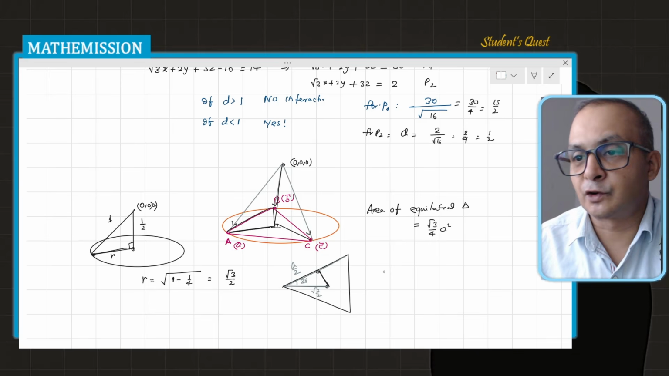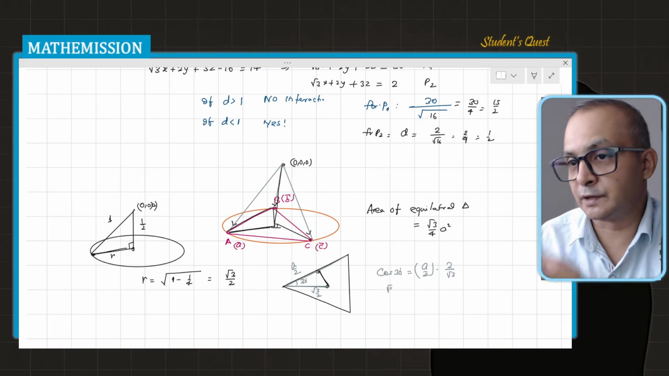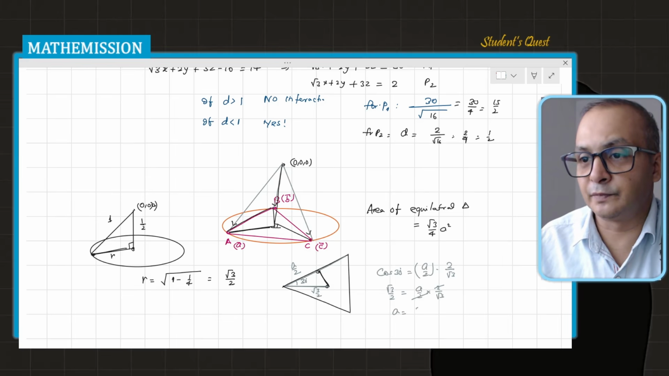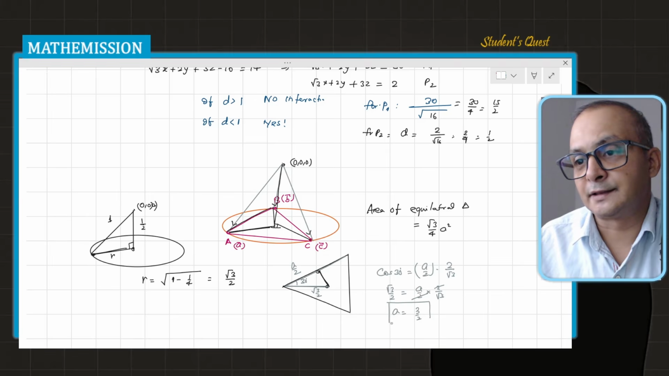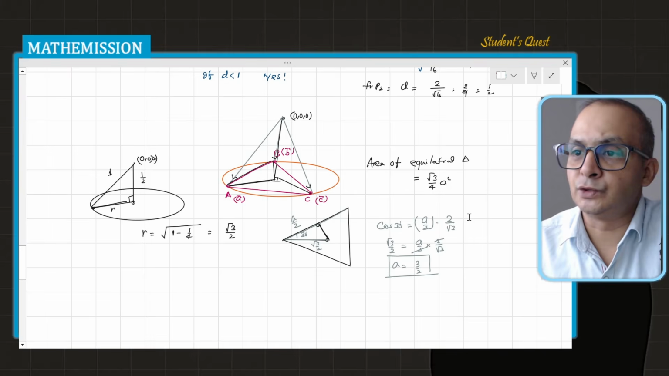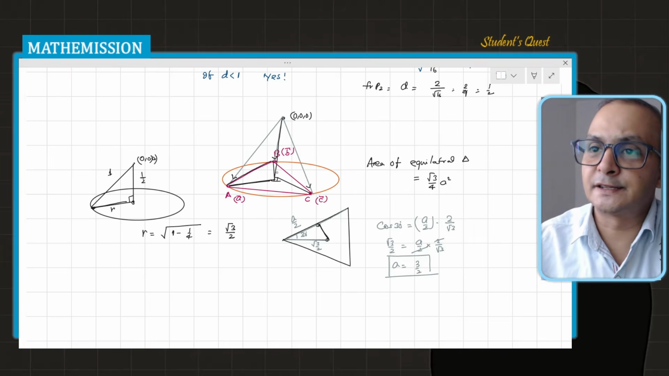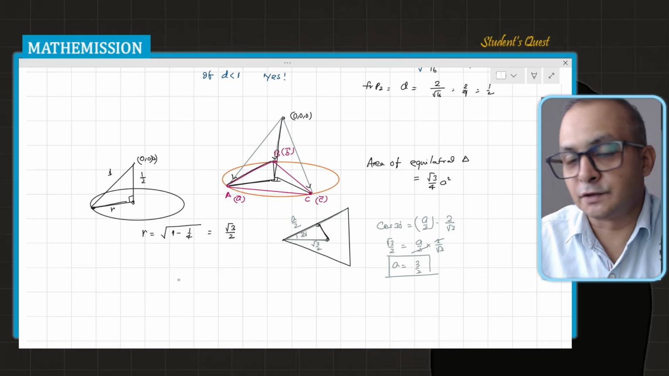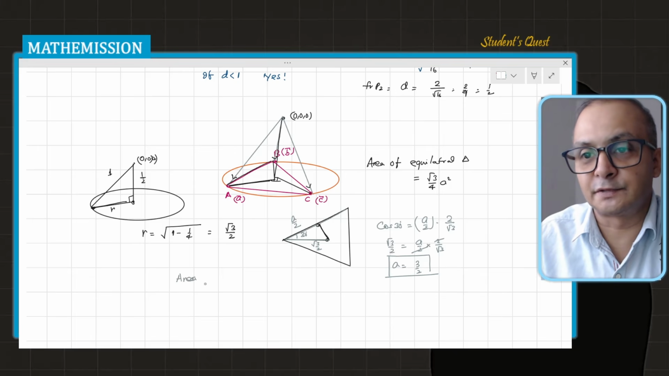So we can apply here cos theta. So cos 30 degree is equal to A by 2 divided by root 3 by 2, which is A by 2 times 2 by root 3. So cos 30 is root 3 by 2, equal to A by 2 by root 3, 2 cancel, and A will become 3 by 2. So the side length I got is 3 by 2, and this distance is half.